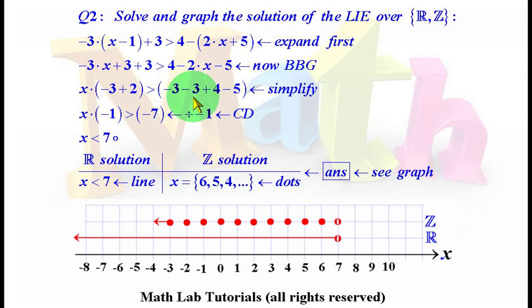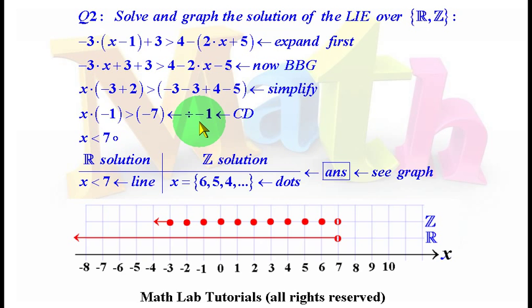And then -3 plus 4 minus 5 is -7. Drop it inside the bin. And at the end is the crucial part. To solve for x over here, we have to divide both sides by -1. Whenever you divide both sides of an inequality by a negative number, you have to change the direction of the inequality symbol. CD means change direction.